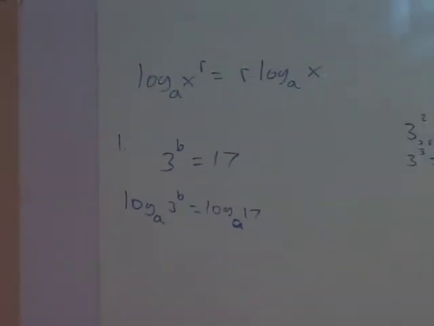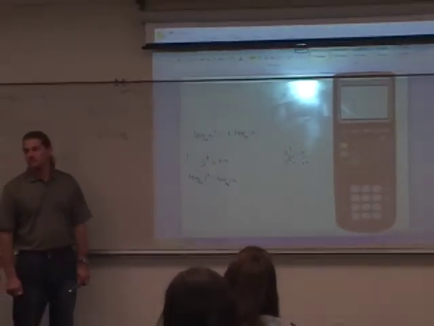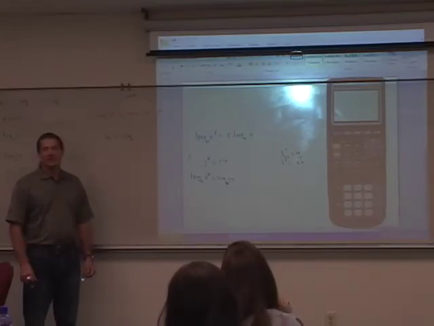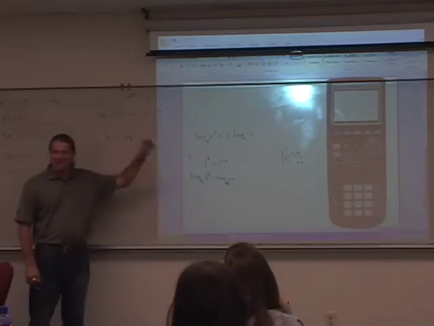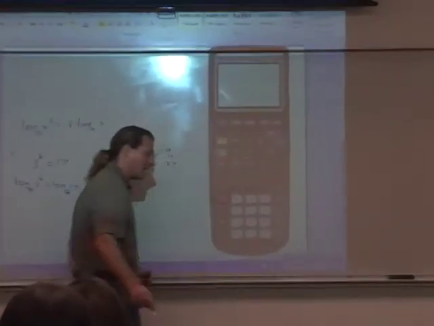17. 17 won't get me anywhere either. What's a good choice for A? Actually, there's two good choices. Who said 10? It is 10. Why is 10 a good choice? Because you have a button. That's exactly right. You have a button right here that says log base 10, which is the only one you have a button for. Well, that and log base e, which is the one right below it.